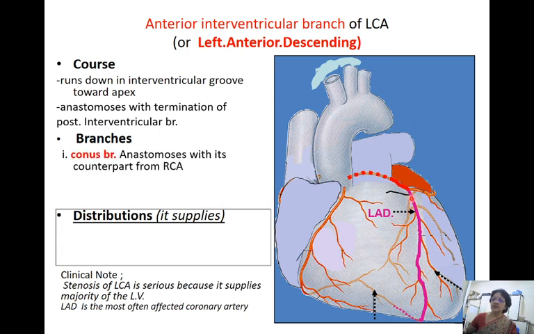This also gives conus branches, which anastomose with the counterpart from the right coronary. Remember, the right coronary's first branch was called the conus branch. The anterior interventricular also has a conus branch. Then it will give a diagonal artery, which is a large branch to the left. It gives one more branch going towards the left side, running diagonally across. It's not vertically down, it's going diagonally towards the left. That's called the diagonal.